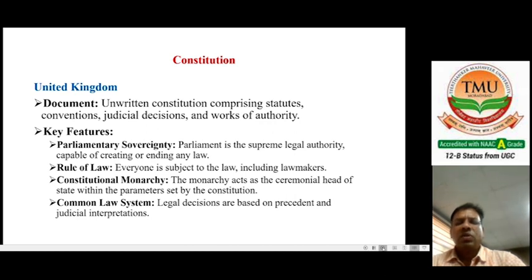There is also a constitutional monarchy. The monarchy acts as a ceremonial head of state within the parameters set by the constitution. That means the United Kingdom is not a republic but a constitutional monarchy. The next important key feature of the United Kingdom is the common law system, where legal decisions are based on precedents and judicial interpretations. And this is a very important part of the United Kingdom constitution.